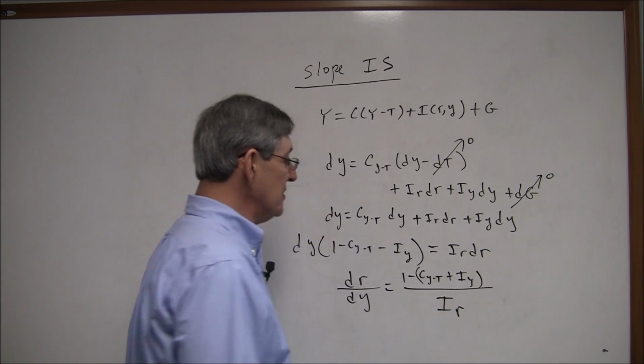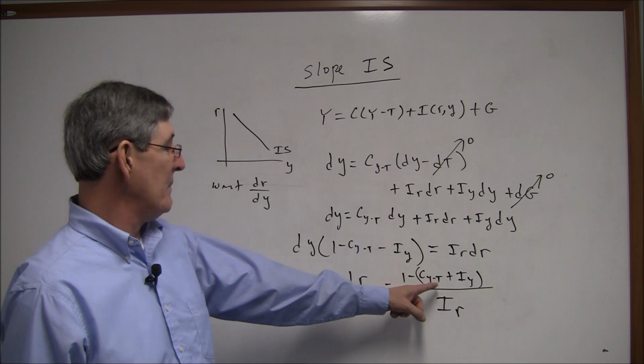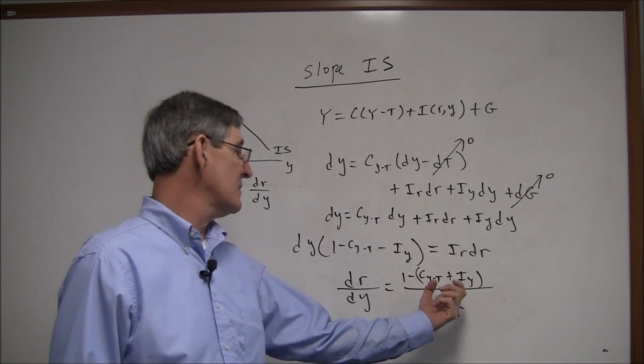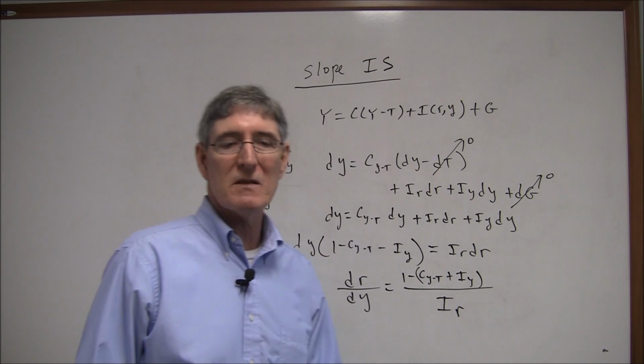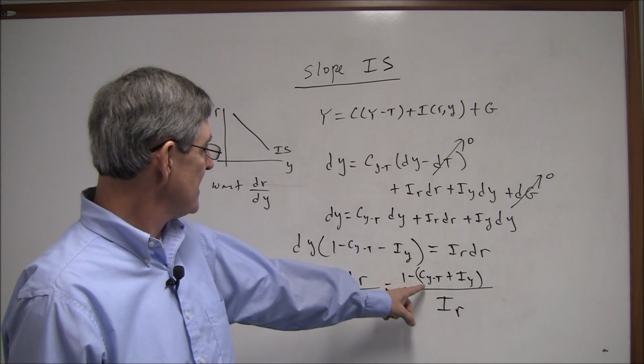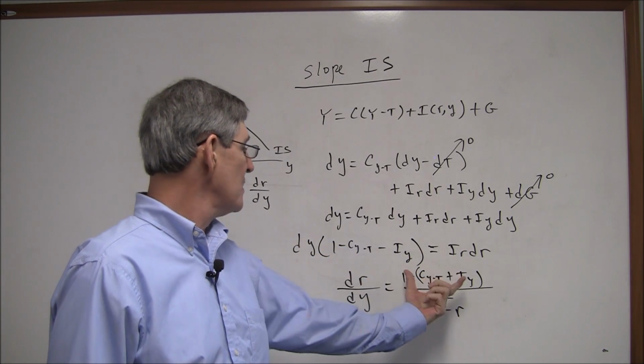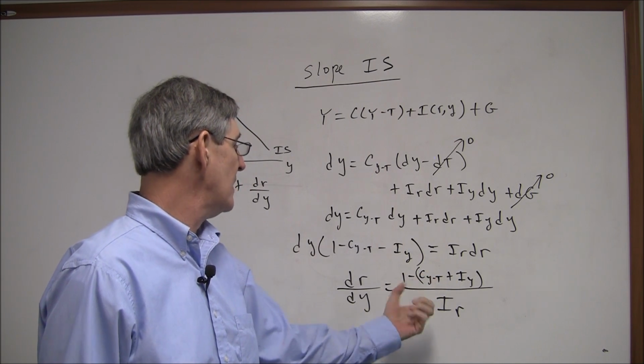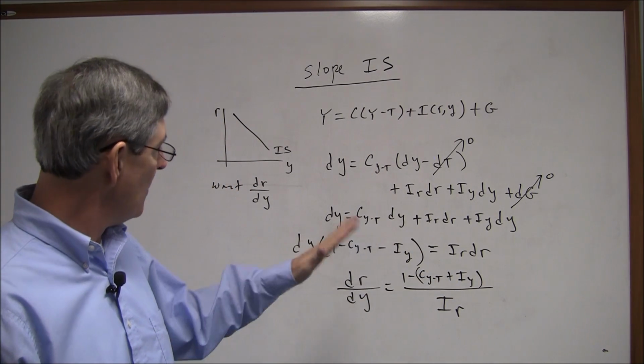We generally assume, by the way, that c of y minus t plus I of y is less than 1. You run into some problems in the model if that's not true. So when these things go up, they get closer to 1. This gets closer to 0, and the slope falls.